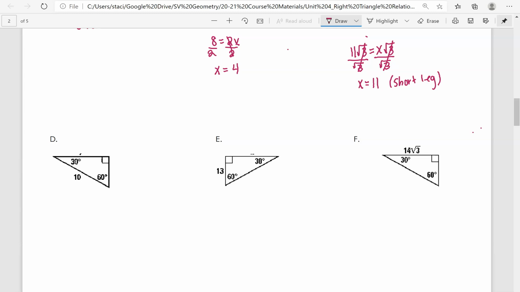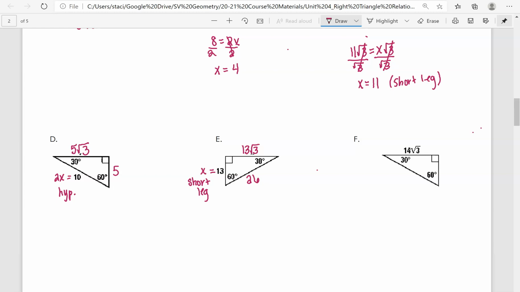All right, so in letter D, you are given the hypotenuse, and we know the hypotenuse is equal to 2x. So if I divide both sides by 2, I get that my short side is equal to 5, which means the longer leg is 5 root 3. In letter E, you were given the short leg, which is just equal to x. So then the longer leg is going to be 13 root 3, and the hypotenuse is going to be double the short leg, so the hypotenuse is 26.